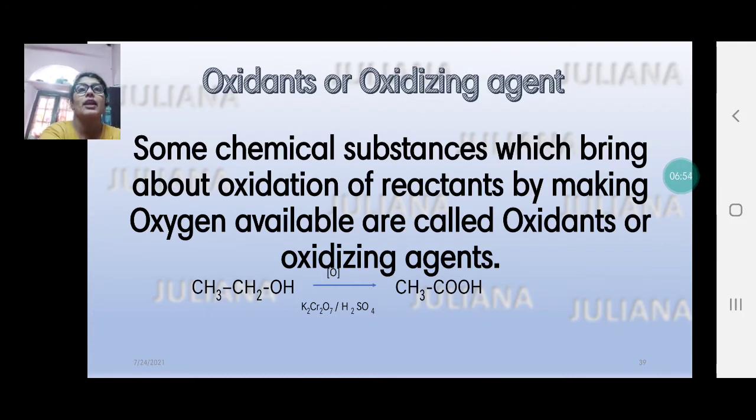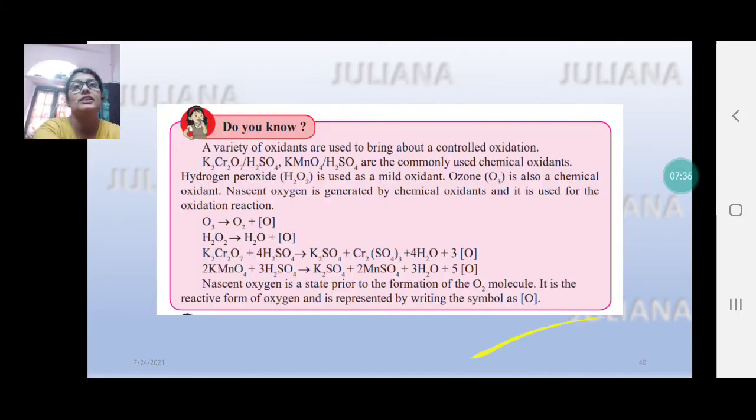For example, here you see ethyl alcohol, CH3CH2OH, getting converted into acetic acid, CH3COOH. Now one oxygen has been added. Ethyl alcohol had only one oxygen. Acetic acid has two oxygens. Who supplied this oxygen was K2Cr2O7, potassium dichromate acidified with sulfuric acid. We normally say acidified potassium dichromate provided that nascent oxygen in order to oxidize ethyl alcohol to acetic acid. Therefore, acidified potassium dichromate is the oxidant or oxidizing agent.